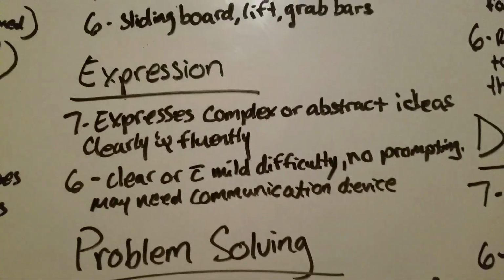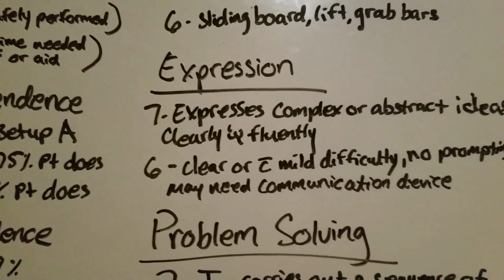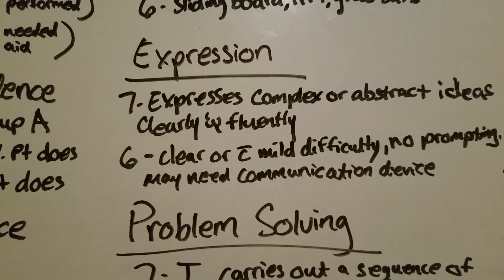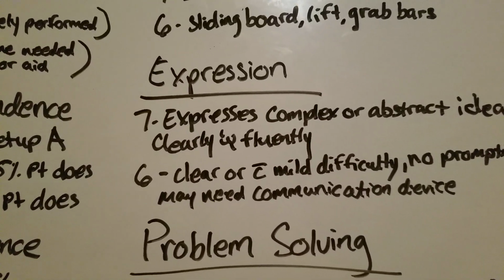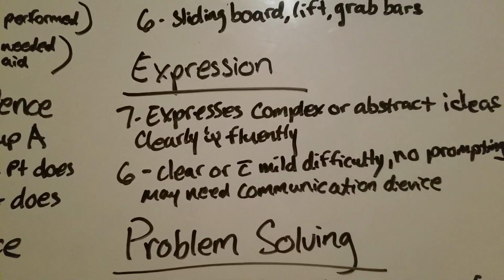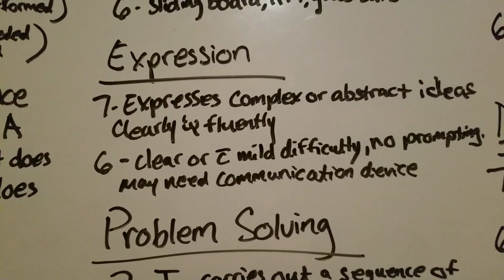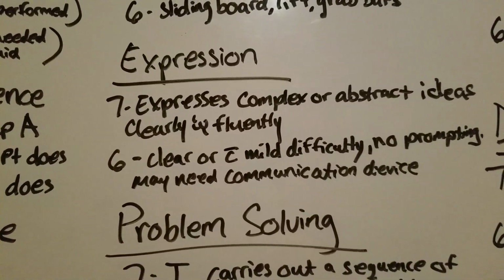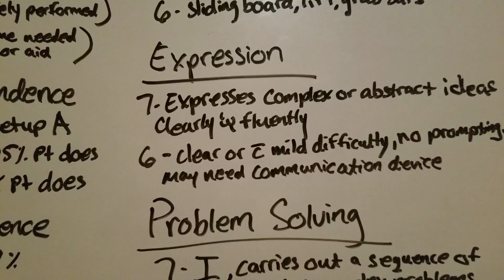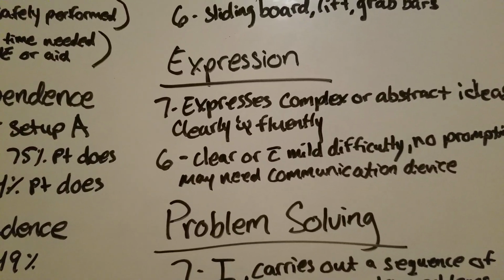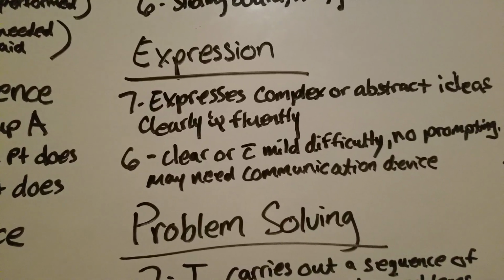Expressions. Believe it or not, the hospital does write this down on their progress area. So a 7, the individual expresses complex or abstract ideas clearly and fluently. Now, this doesn't have to be in English, you guys, but they need to be able to clearly and fluently express their ideas to classify as a 7. A 6, they are clear with some mild difficulty, but they're not requiring prompting. The individual may need a communication device.